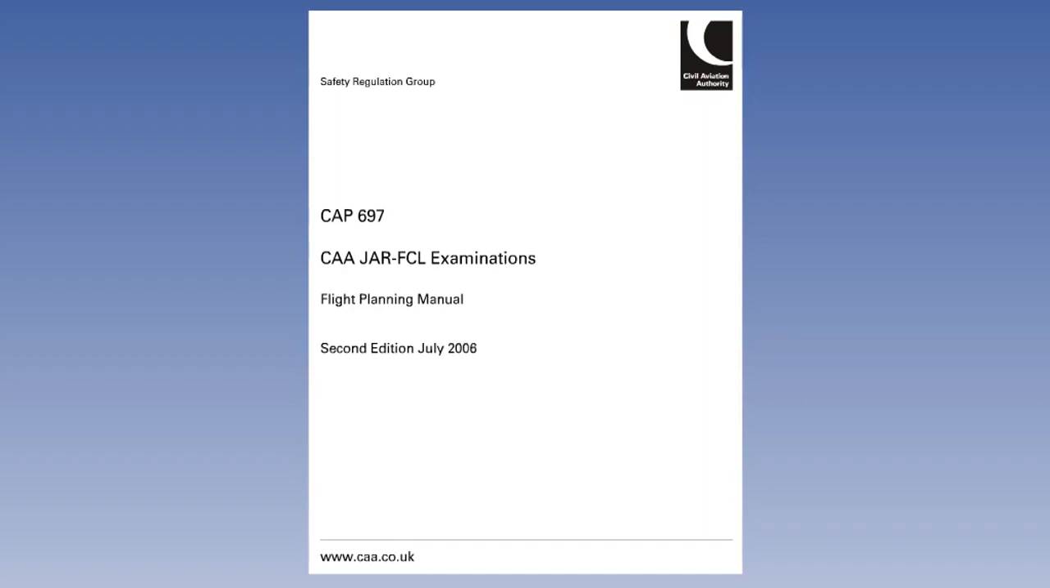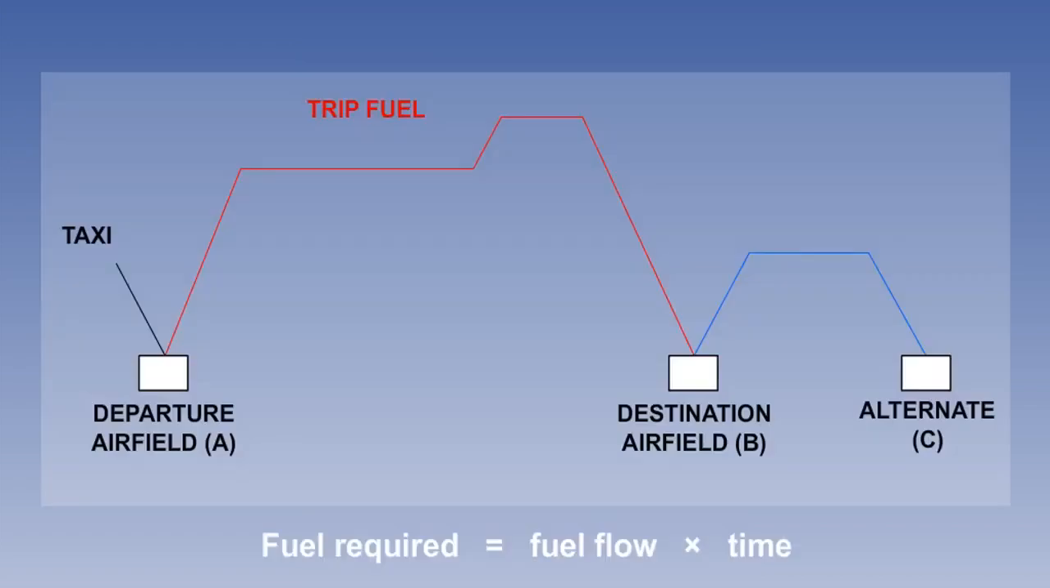The figures used to calculate the trip fuel are taken from the fuel consumption tables found in the Aircraft Operations Data Manual, ODM, or, for the purposes of the ATPL exam, the CAP 697. Fuel consumption is measured in pounds per hour, kilograms per hour, or gallons per hour. Therefore, by multiplying these figures by the planned time, the result is fuel required in pounds, kilograms, or gallons.